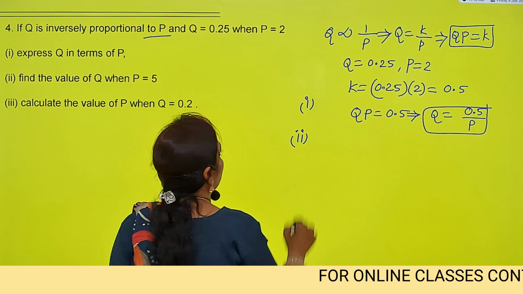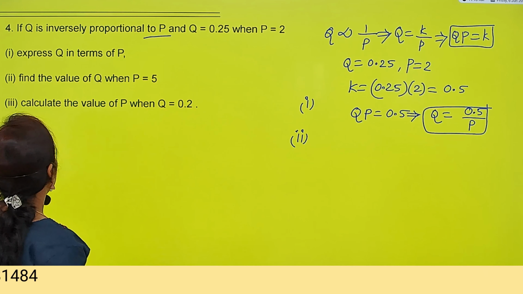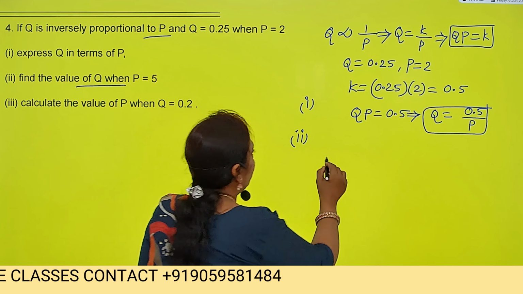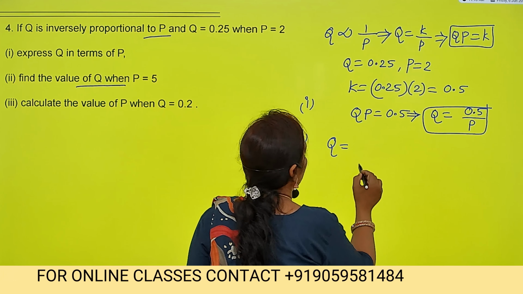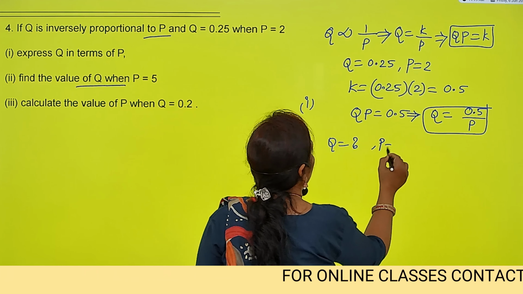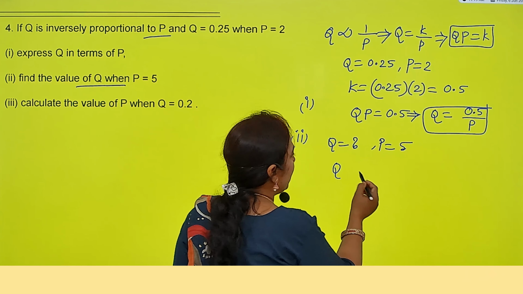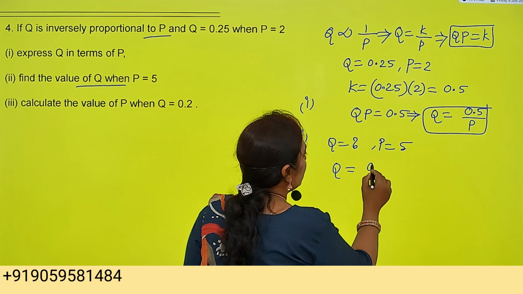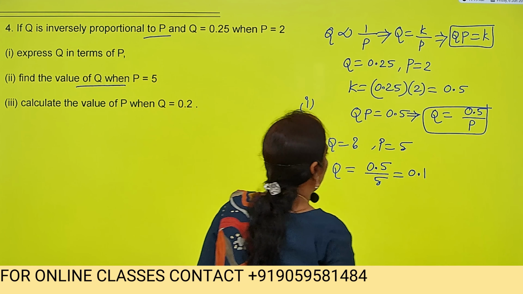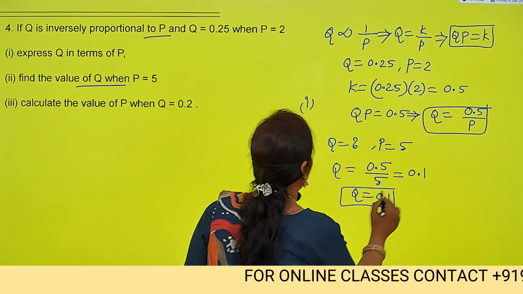The first answer is Q equal to 0.5 over P. Second, find the value of Q when P equals 5. Substitute in the relation QP equals K. Q equals 0.5 over 5, which is equal to 0.1. The second answer is 0.1.